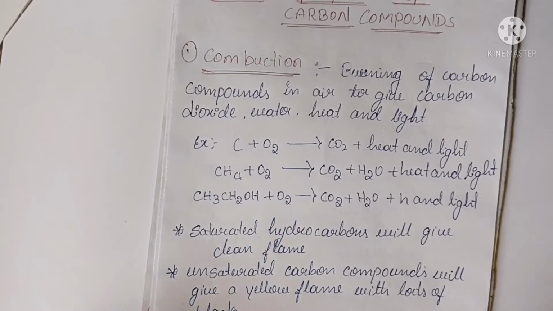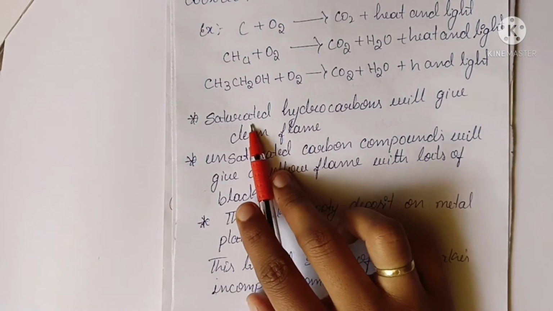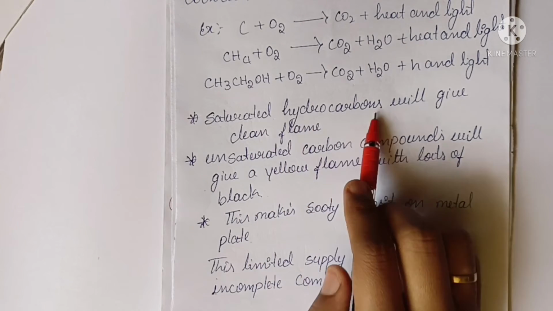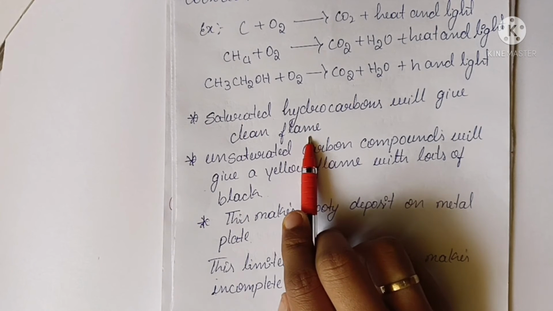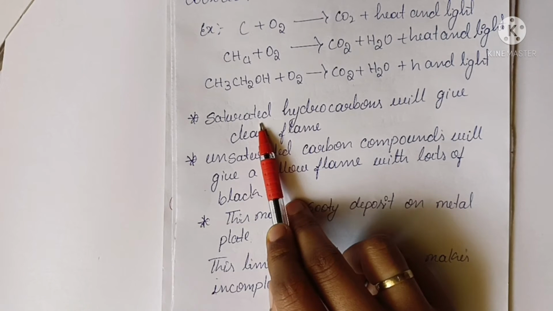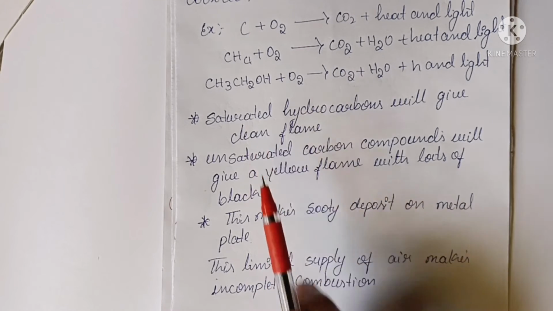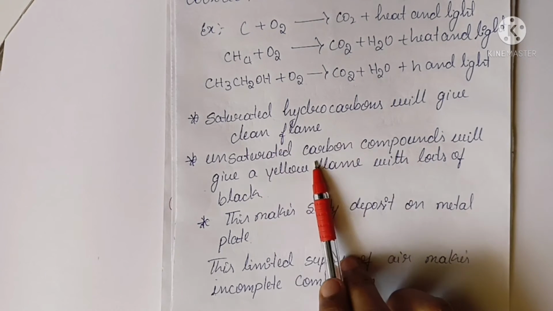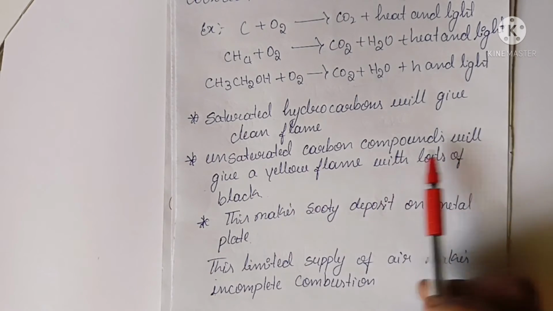As you all know, there are saturated and unsaturated hydrocarbons, right? Saturated hydrocarbons give a clean flame, the blue flame, which we call a saturated hydrocarbon flame, because it is fully mixed with the air and burns cleanly. But when it comes to unsaturated hydrocarbons, what happens? Carbon compounds will give a yellow flame with a lot of black soot.